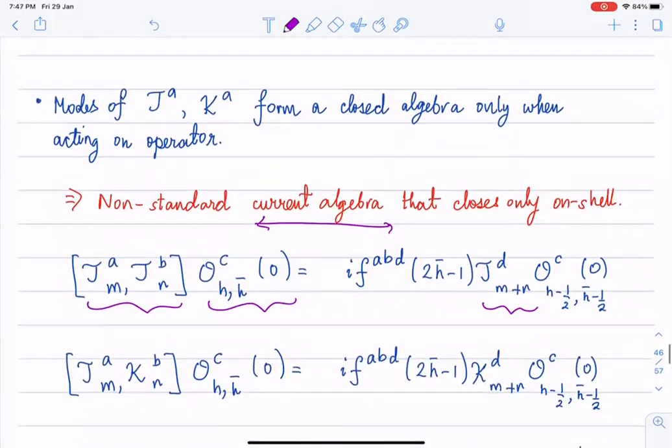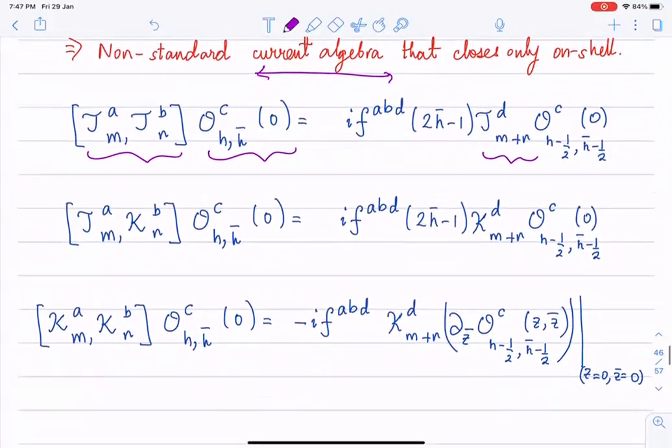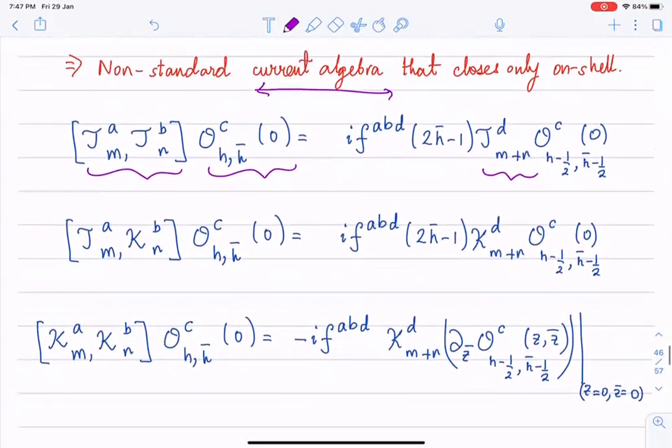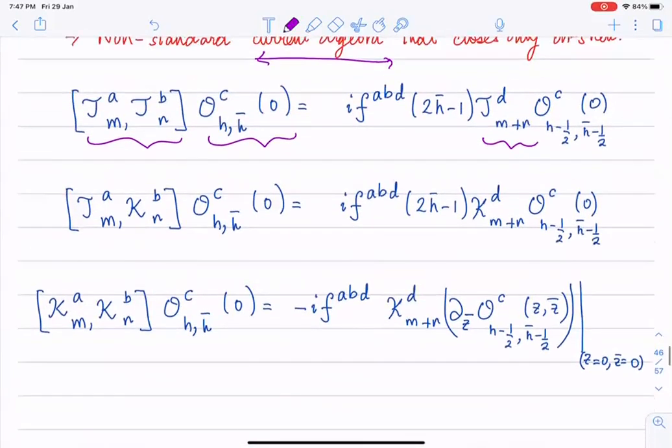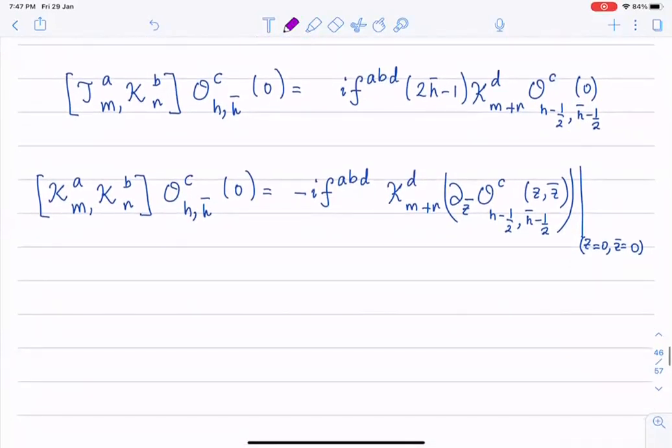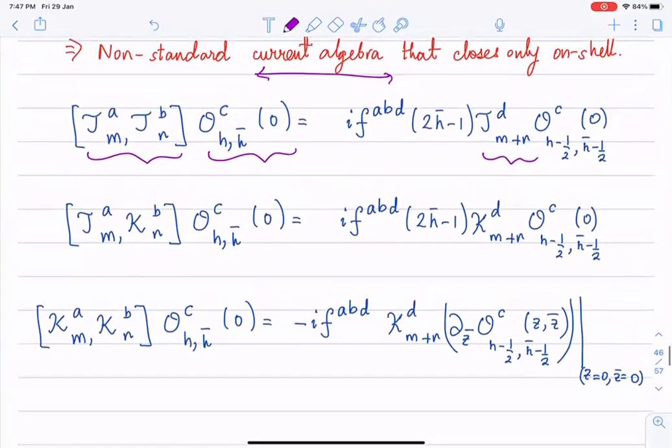Okay, so this is a weird thing about the current algebra that you get. And finally, what is the status of this current algebra? This is still an open problem. It is not very clear how one should think of this current algebra, because in familiar examples of 2D CFT, we never encountered such current algebras which close only on shell and not off shell.